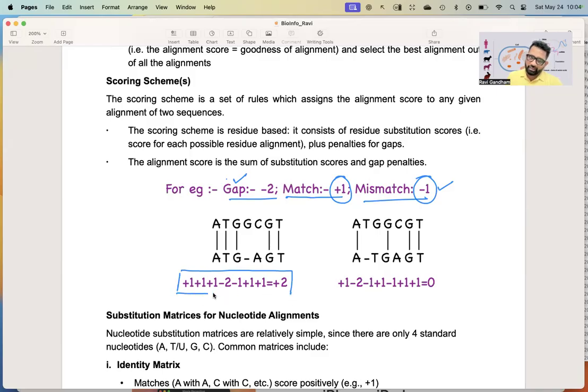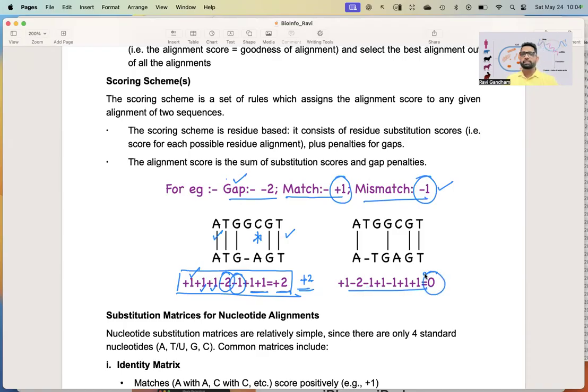If this and this is a match, you have a +1. Wherever there is a match, there is a +1. When there is a gap, it is -2. And when there is a mismatch, it is -1. This is a mismatch, right? So it's a -1. Similarly, matches here, plus and plus, you have a total of around +2. And similarly, you do the same thing here and you get the total.